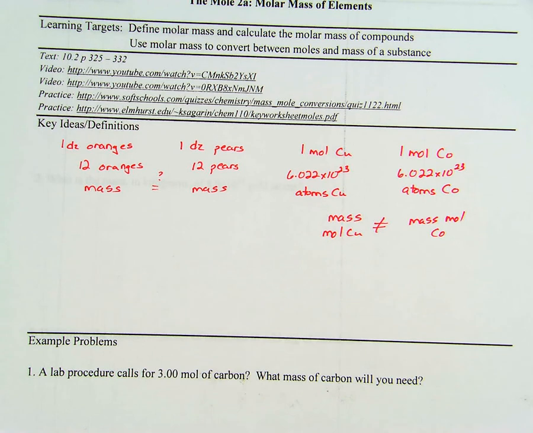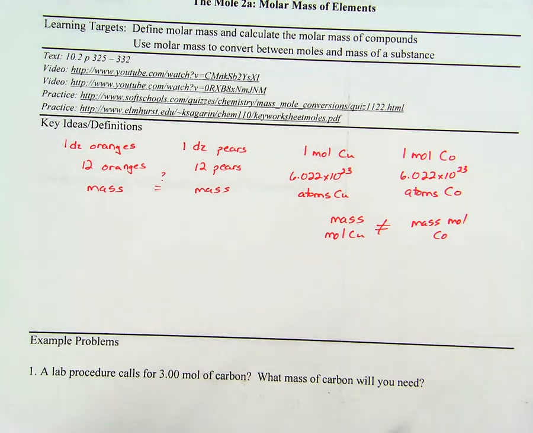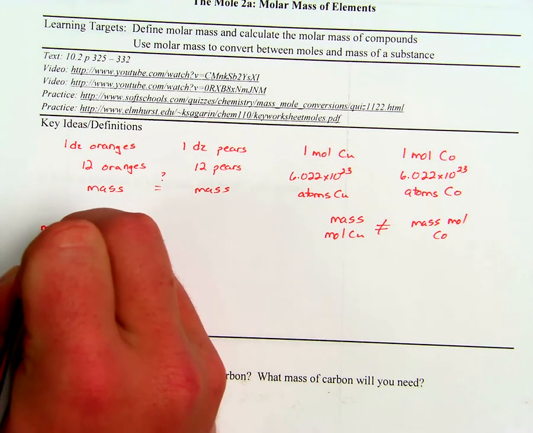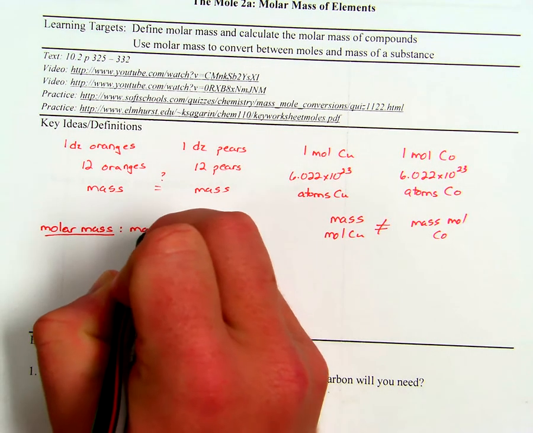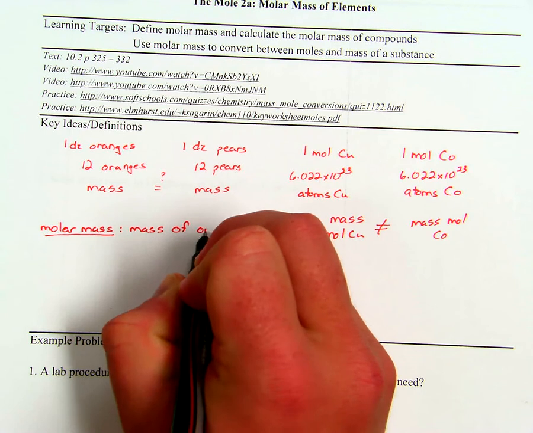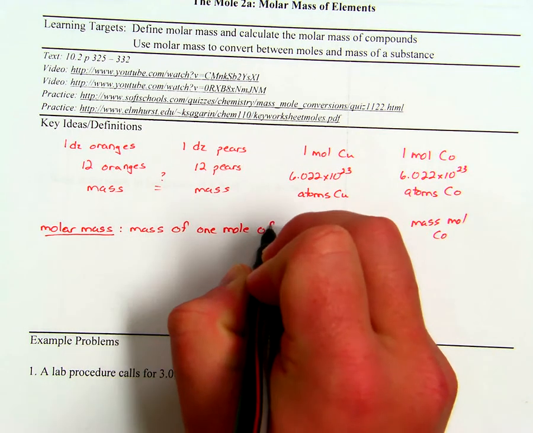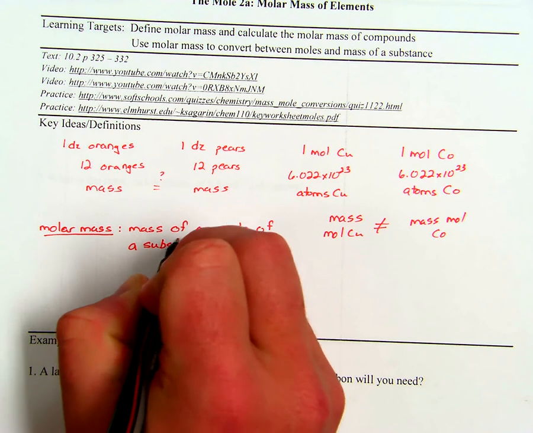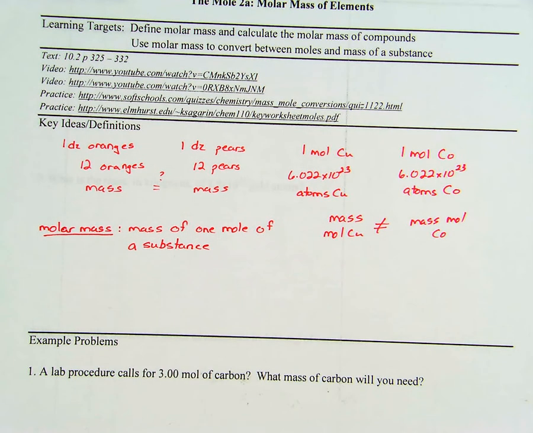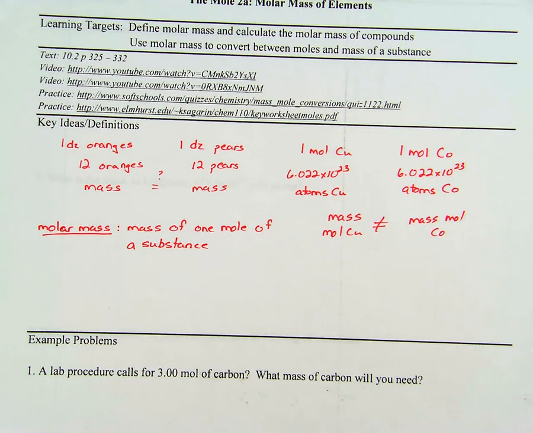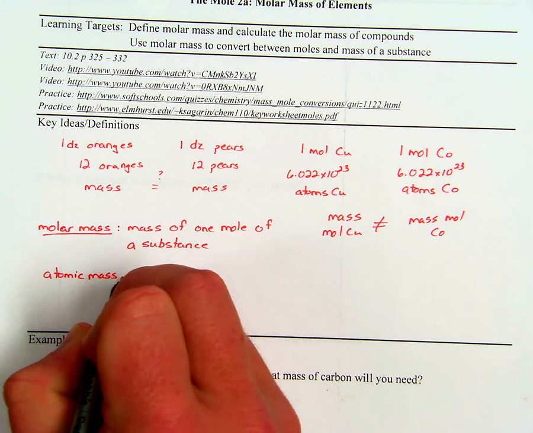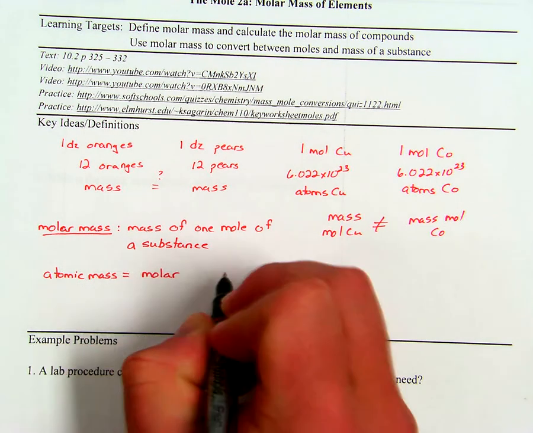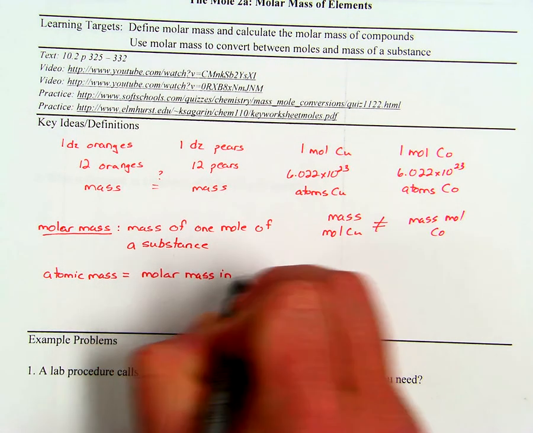So the question becomes then, how do we determine what the mass is? How would I know what the mass of a mole of copper or cobalt is? Well, that comes from what we call the molar mass. Here's a definition for you. The molar mass is simply the mass of 1 mole of a substance. And this is very convenient to look up for elements, because the atomic mass of an element is equal to, at least numerically, the molar mass in grams per mole.